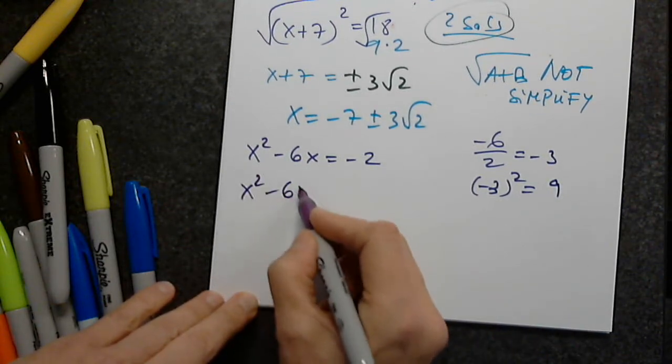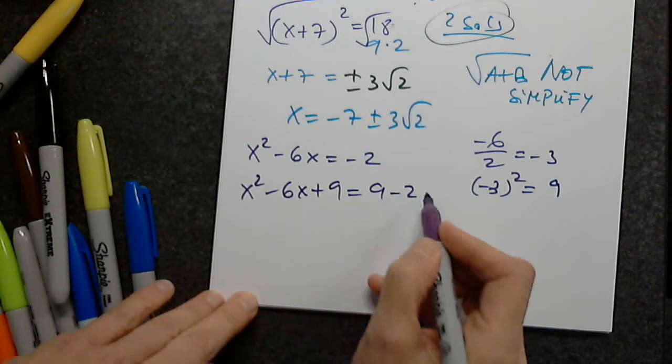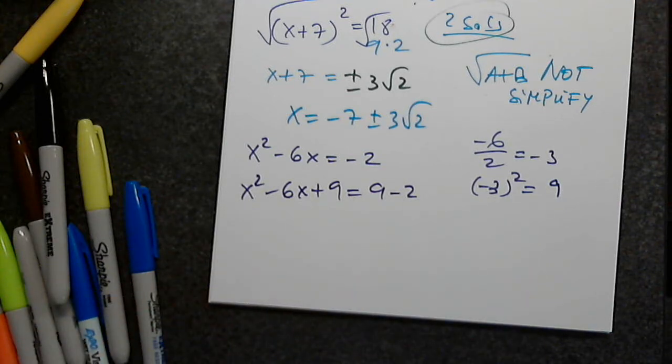Awesome. X squared minus 6x plus 9 equals 9 minus 2. Be very careful. You cannot just add to one side. You have to add to both sides. Is that clear? Identify the middle coefficient, divide it by 2 and square. That's the method of completing the square.